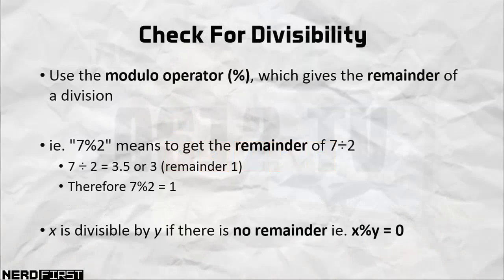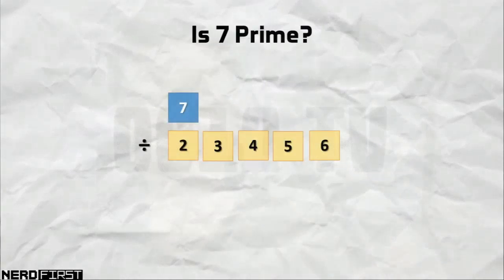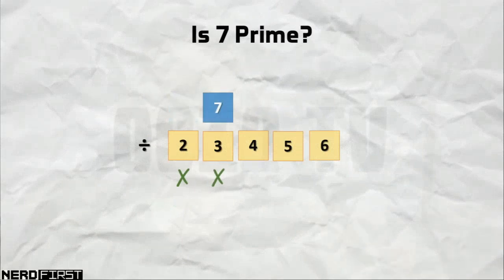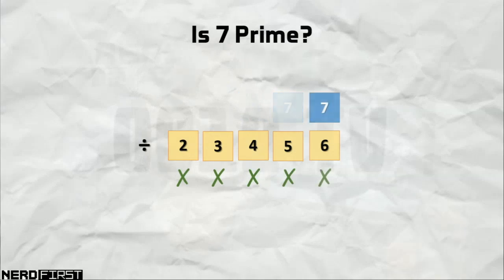In fact, for this, we can use the modulo operator. The modulo operator gives us the remainder of a division, and if two numbers are divisible, you will get a remainder of 0. So what this means is, in this case, we want to check and make sure that no division operation gives us a remainder of 0. In the case of 7, this is true. 7 cannot divide cleanly by any number between 2 and 6, and therefore, we know that 7 is prime.